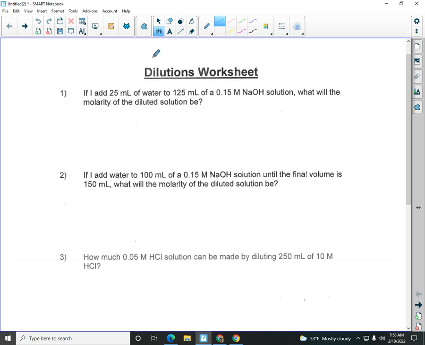All right, let's try some dilutions questions. When we do dilutions, you're going to recall from what I told you in class, every time you are going to use the dilutions formula, you're going to be looking at the question and you're going to be looking for the word dilution, titration, or neutralization.